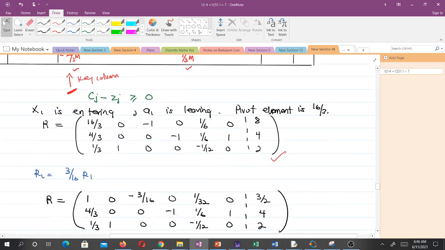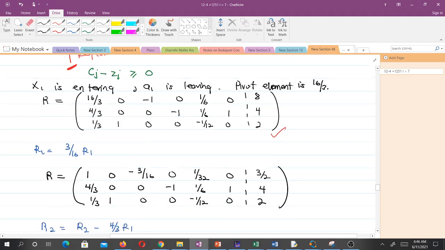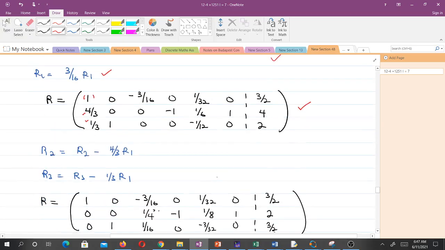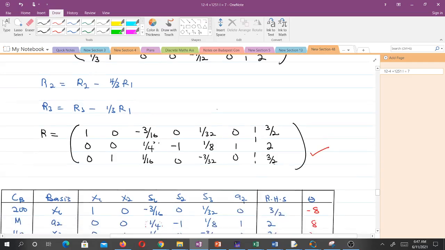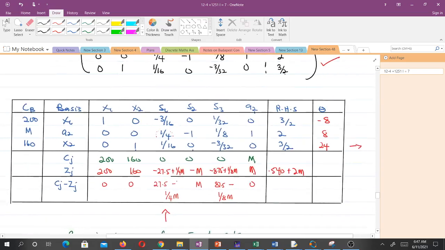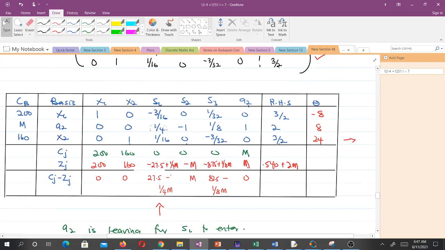So we have to make the coefficient 1, and everything under it should be 0. Okay, so we can do that by saying row 1 is equal to 3 over 16 row 1, and doing that will give us this. You can see now we've made it 1. Then we have to make this 0 and this 0. So the only way we can do that is to say that row 2 is equal to row 2 minus 4 over 3 row 1, and that row 3 is equal to row 3 minus 1 over 3 row 1. So doing that is going to give us this here, and it is of the form that we wanted. Okay, so we can do our next iteration. So yes, doing our next iteration, we are going to get this nice table here.